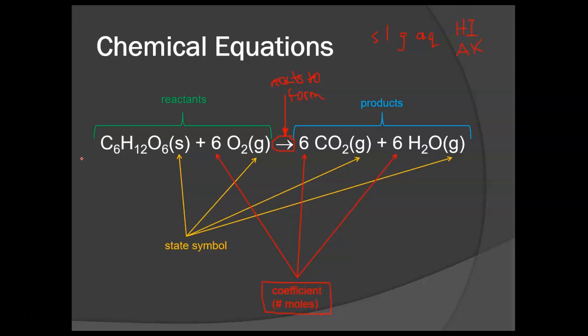If you don't see a coefficient in front of it, just like we would see over here with the carbon, we just assume that there is one of these. So one glucose, just like there is one carbon in carbon dioxide.